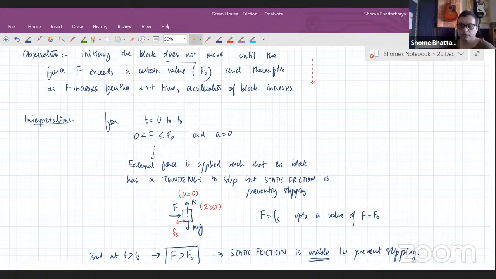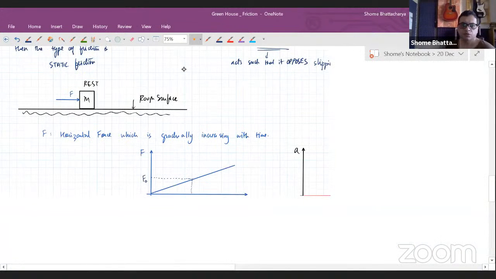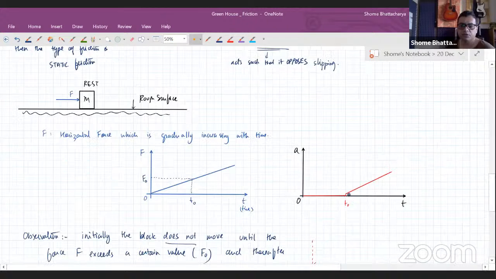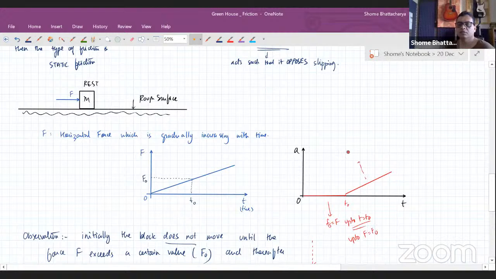Okay, so the moment we understand this, that the graph of acceleration versus force or acceleration versus time is showing this, that when the force exceeds, so in this part of the graph, what is happening? Static friction is balancing F up to T equal to T naught. That means up to F equal to F naught. But now the moment this thing is happening, T greater than T naught, F has become greater than F naught.